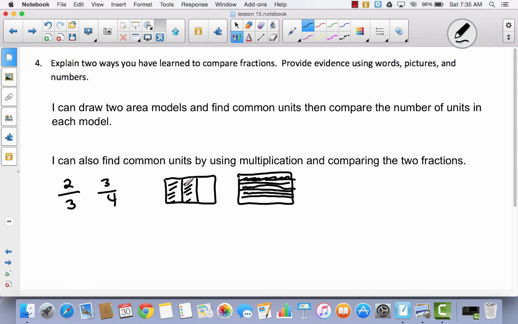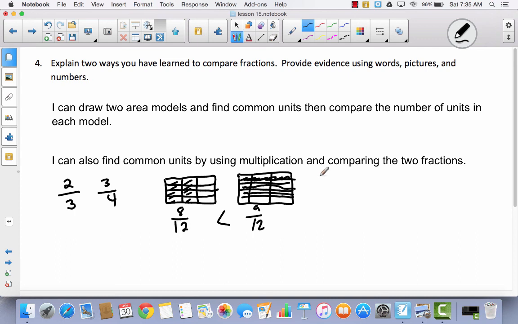Okay, so we have to take the thirds and make them into fourths. And we have to take the fourths and make them into thirds like this. This model is kind of hard to read. All right, so I've got 8 out of 1, 2, 3, 4, 5, 6, 7, 8, 9, 10, 11, 12 over here. And here I've got 1, 2, 3, 4, 5, 6, 7, 8, 9 out of 12 here. So 8/12 is less than 9/12.